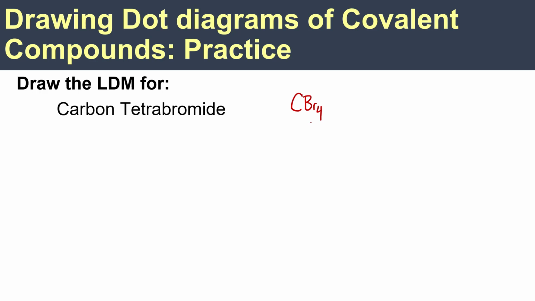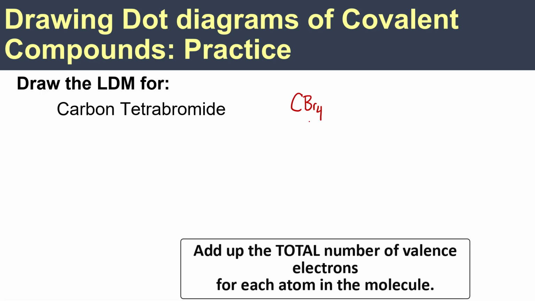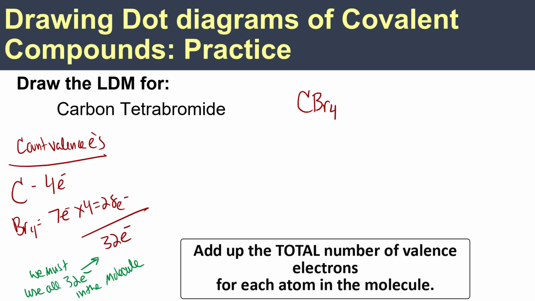Step 1 on my companion worksheet says add up all the valence electrons that are in carbon tetrabromide. Well, I know I have 1 carbon and 4 bromines, so I got to go to the periodic table and see how many valence electrons each has. And if I do my simple math, I have 32 electrons in my electron bank.